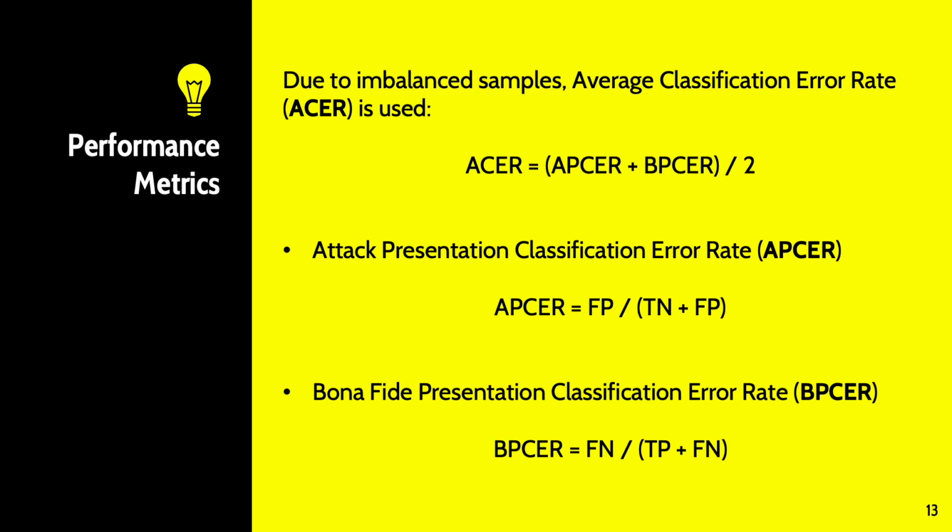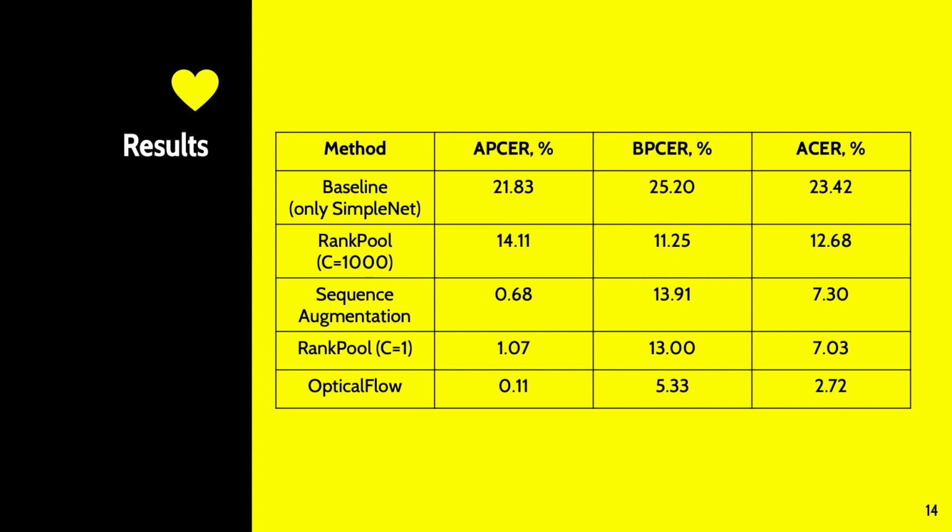To evaluate the performance of this model, due to imbalanced samples, an average classification error rate needs to be used, and it's basically the average between the attack presentation classification error rate and the bona fide presentation classification error rate. The results these researchers were able to achieve were simply amazing. Compared with the baseline error rate, which used just the SimpleNet at around 20%, by adding all these artificial modalities plus data augmentation, they were able to achieve an error rate as low as 2.72%.